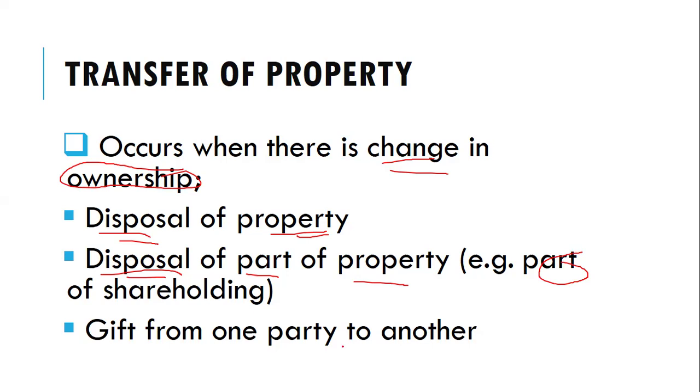Then a gift from one party to another. So where a gift is given, maybe a company gives you a gift of a house for being a loyal employee, then property transfer tax is going to be charged. Then the other issue that you need to understand, the person that's transferring the property is the one that pays the property transfer tax, not you who's receiving. When you're receiving that particular property, you don't have to pay tax, but the person that's transferring the property is the one that pays the property transfer tax.